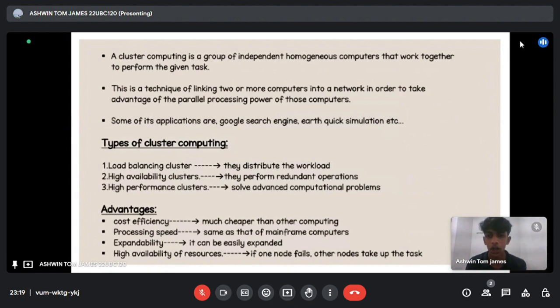Types of cluster computing: load balancing cluster, they distribute the workload; high availability cluster, they perform redundant operations; high performance cluster, solves advanced computational problems.